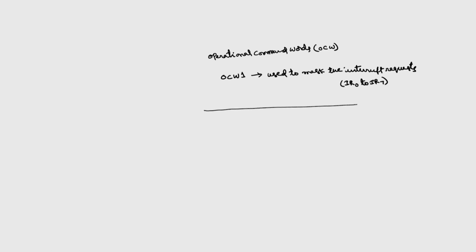OCW. If you take OCW1, the operational command word 1, this is used to mask the interrupt requests. We have 8 interrupt requests, IR0 to IR7. We can mask any interrupt request or you can enable any interrupt request. Further, this command word format will be used.